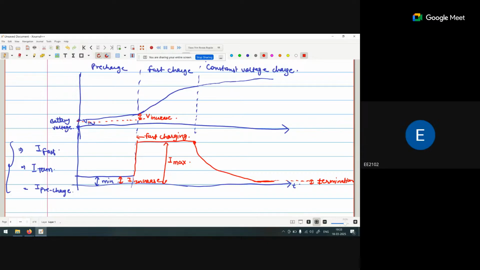So we have to set a level such that if the current approaches this level, after that we have to terminate. That means the output power coming from the adapter will not flow into my mobile. That's why the termination point I term is very important. So these three parameters are I fast, I term, and I pre-charge, or I can say I pre-charge or I minimum.